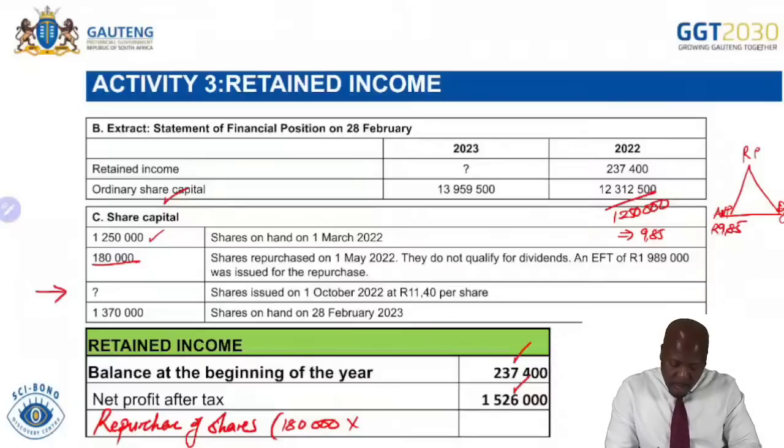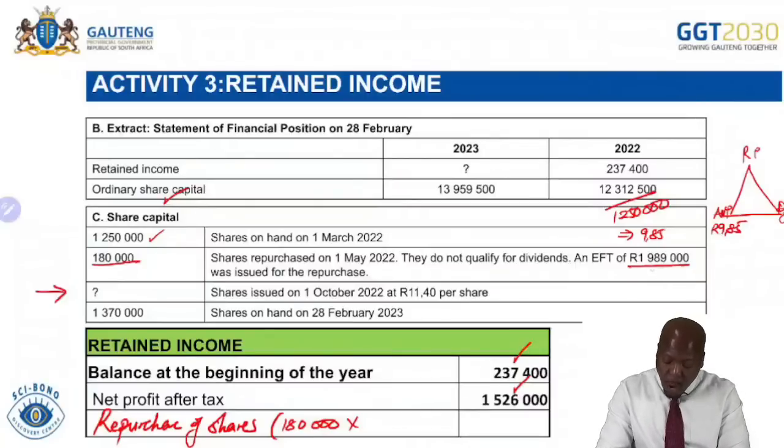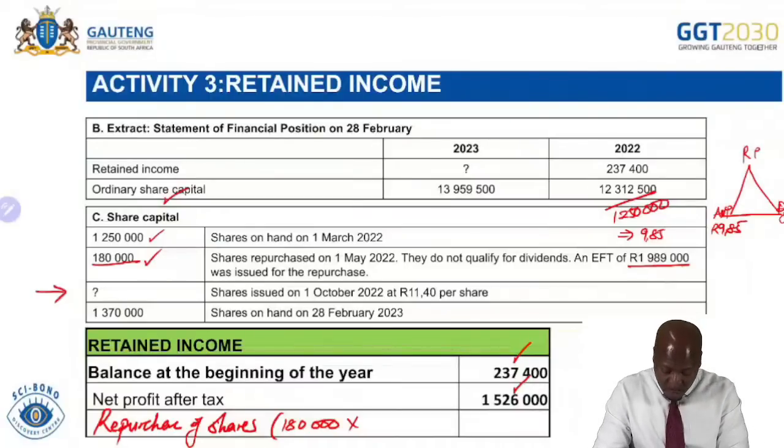Then they say the shares repurchased do not qualify for dividends. And EFT, this simply means this is the money we have received. We have received 1,989,000. But we have received that for 180,000 shares. How much was it per share?